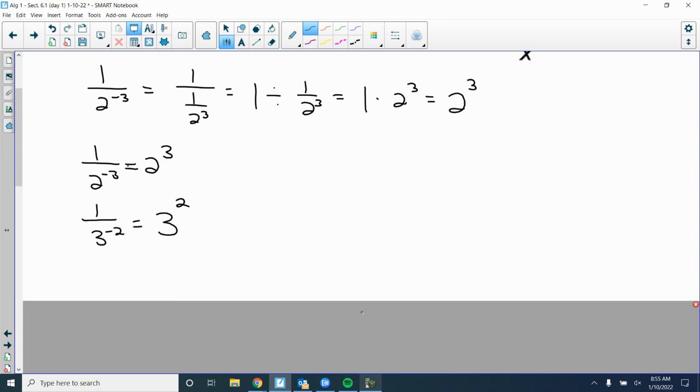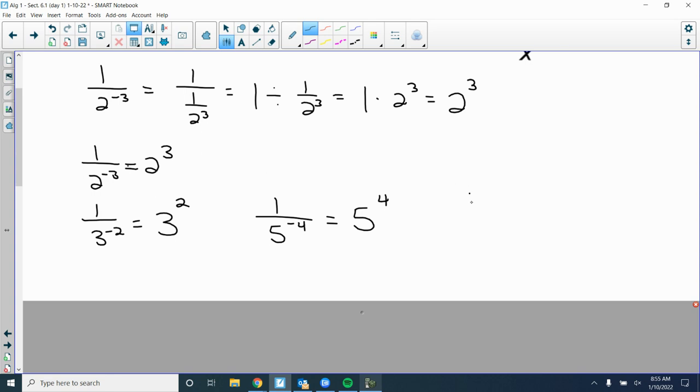So just pay attention here. I'm just going to do a couple real quick. 1 over 5 to the negative fourth power. What do you think that's the same as? Just follow the pattern. Same as positive 5 to the fourth power. Here's your rule. If you have a negative exponent, it's going to move to the other side of the fraction bar based upon whether it's negative or positive.